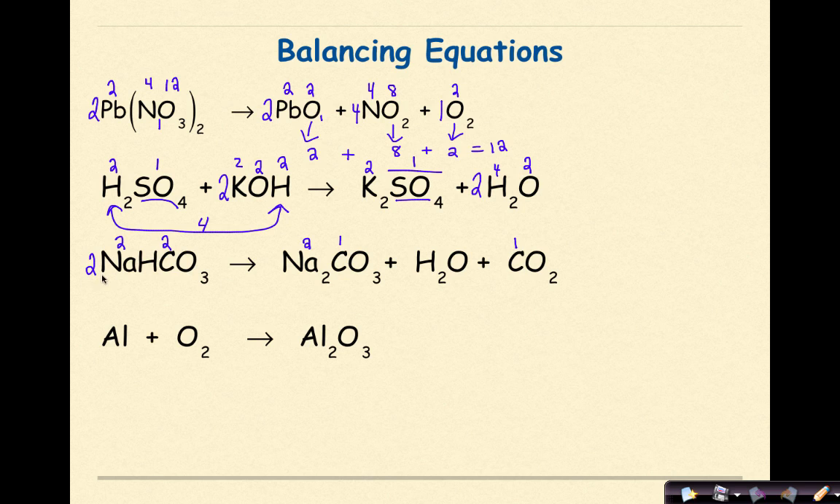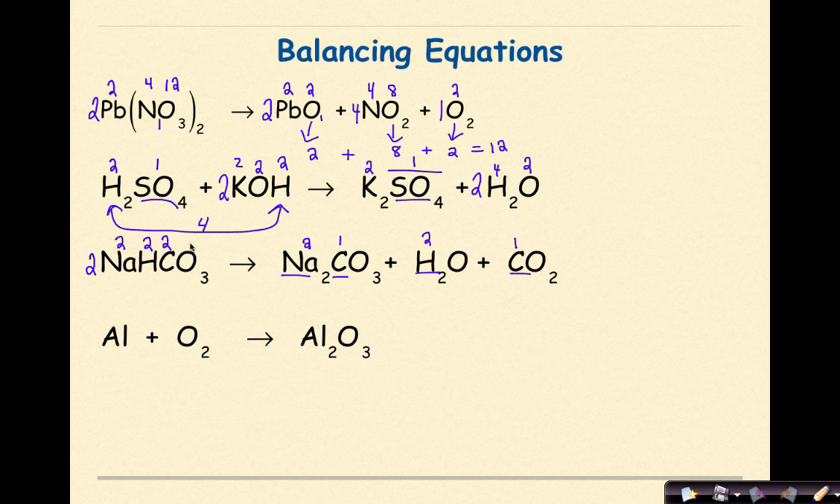Next, how many hydrogens do I have? Well, this 2 distributes through, so that means I have 2 hydrogens here. Hey, look, I have 2 hydrogens over here. So my sodiums are balanced, my carbons are balanced, my hydrogens are balanced. The only thing that's left is the oxygen. And now I'm going to pray that the oxygens work out evenly.